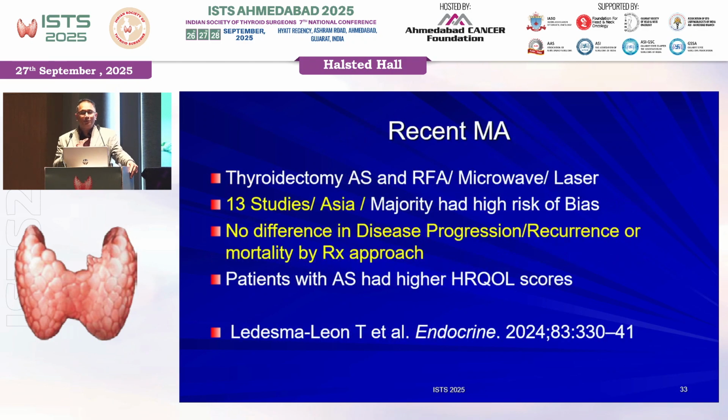But I really want to bring up a very recent meta-analysis that came out in the Endocrine Journal in 2024. They combined 3 modalities: thyroidectomy, active surveillance, and the ablative therapies. 13 studies, predominantly from Asia. Of course, they all had a high risk of bias. No difference in the progression-free survival or recurrence or mortalities by any of the treatment approaches. And of course, this is for the papillary microcarcinoma. So in the microcarcinoma group, again, it suggests that you can do one of the 3 approaches.